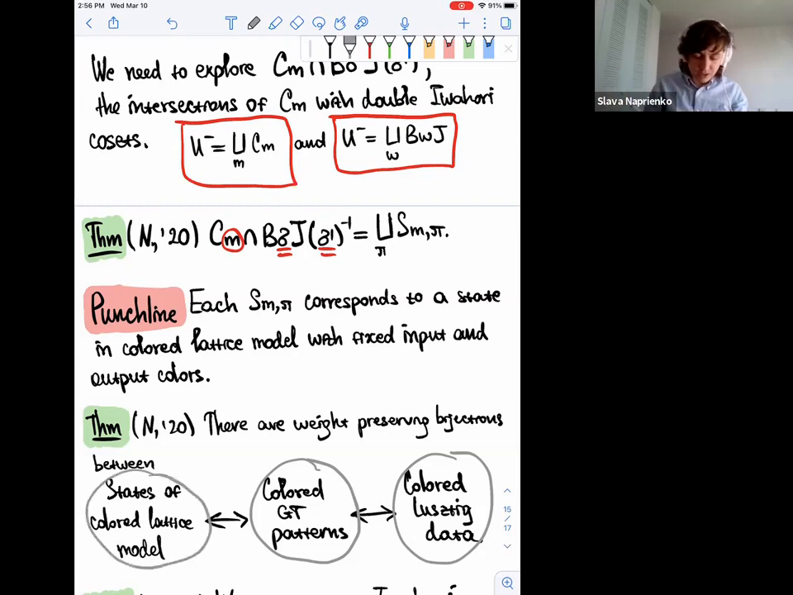And I showed that there is a weight-preserving bijection between all of this. So you can describe something in terms of colored ladder-stick data, in terms of Gelfand-Tsetlin patterns, and in terms of the solvable lattice models with colors. So all of this data is essentially the same. Pretty much as before, but now we have colors. It is a way more refined version.